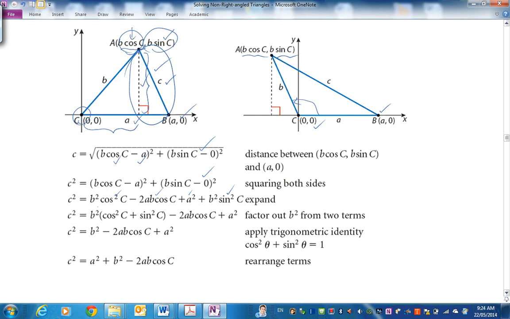Then you can factorise out b squared, and out of this one and this one, and get cos squared plus sine squared. Take 2ab cos C plus a squared. Now cos squared plus sine squared, we've had before, comes to 1. So this becomes b squared times 1, take 2ab cos C plus a squared. So in other words, c squared is a squared plus b squared, take 2ab cos C.